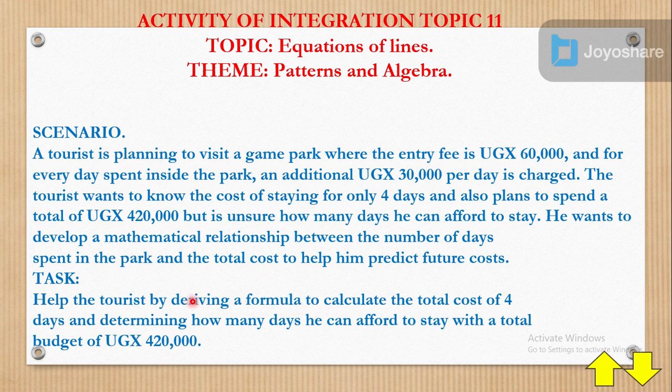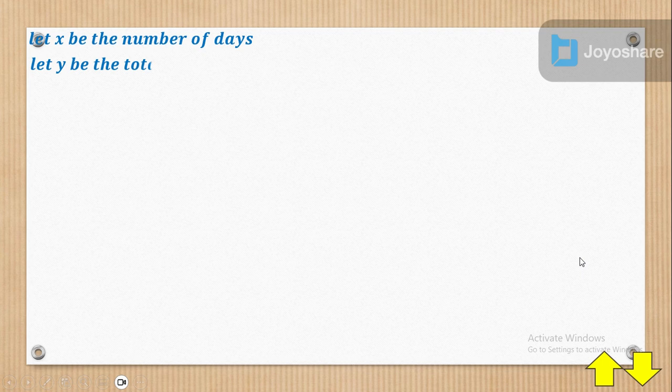Deriving means to find, generate. By generating the formula to calculate the total cost of 4 days, and determining how many days he can afford to stay with the total budget of Uganda shillings 420,000. So let's step in for that. First of all, we must generate an equation of a line. An equation of a line must have values of x and y. Let's go there. So you have that, let x be the number of days and let y be the total cost. So you have agreed on that.